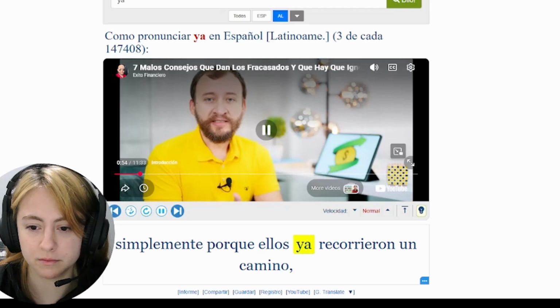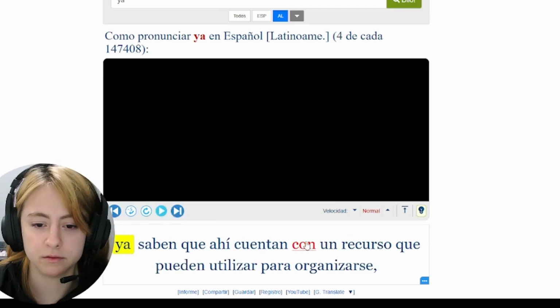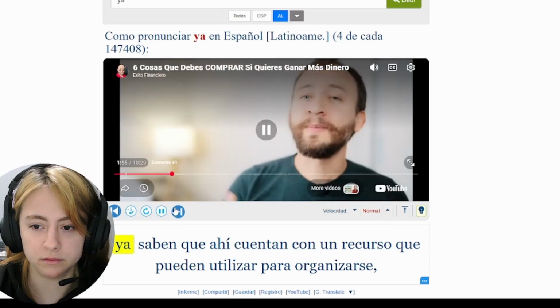Ellos ya recorrieron. Pues ya saben que ahí cuentan con un recurso que pueden utilizar.